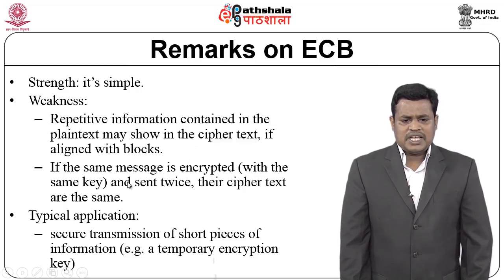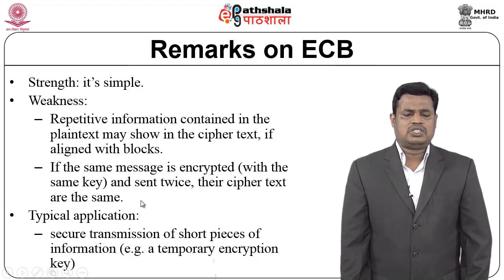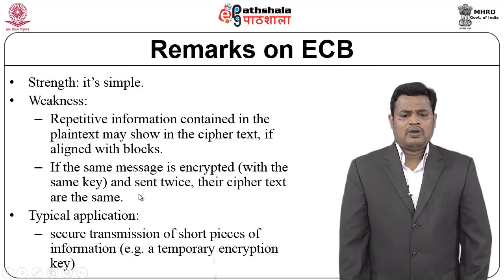If the same message is encrypted with the same key and sent twice, their ciphertext is the same. This is what we want to address by introducing a nonce, or an initialization vector. But here, the initialization vector is not used, so if the same message is encrypted with the same key twice, the ciphertexts are going to be the same. So, these are the weaknesses of ECB.